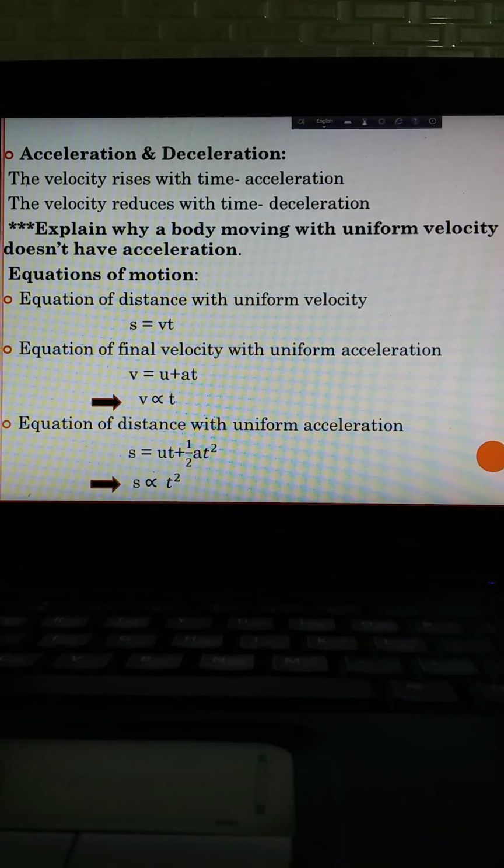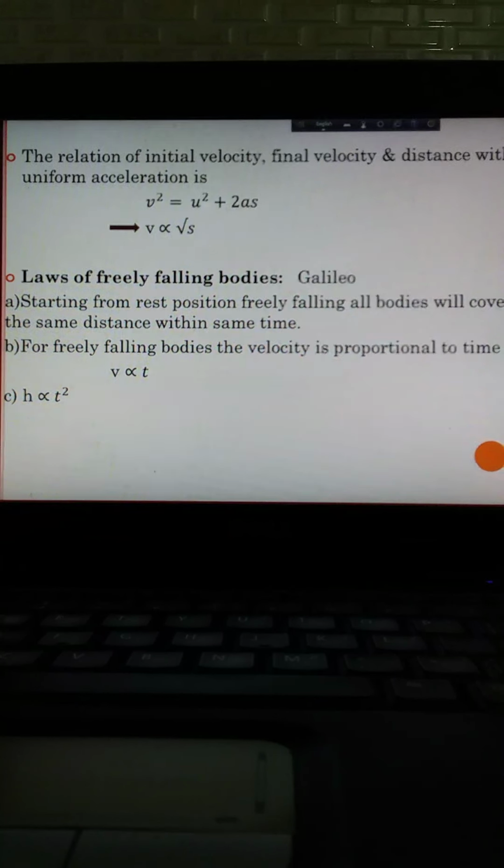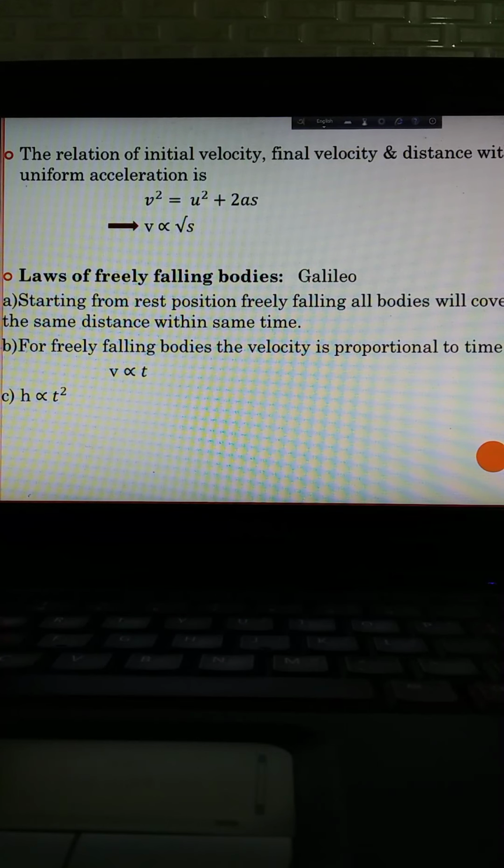That means how v is proportional to t, how s is proportional to t square, or how v is proportional to root s. We have to know about these terms. Then we will know about laws of freely falling bodies. These laws are given by scientist Galileo.